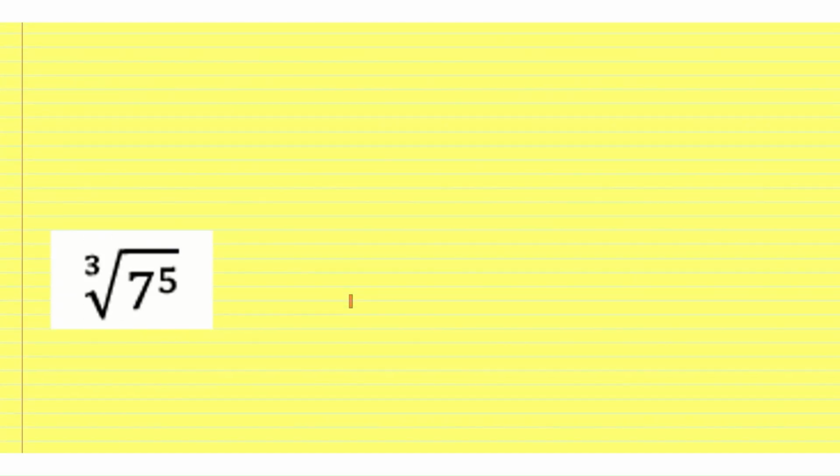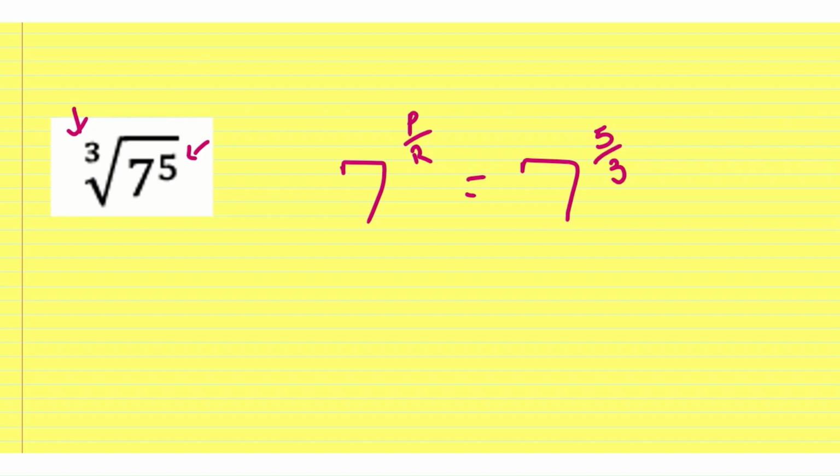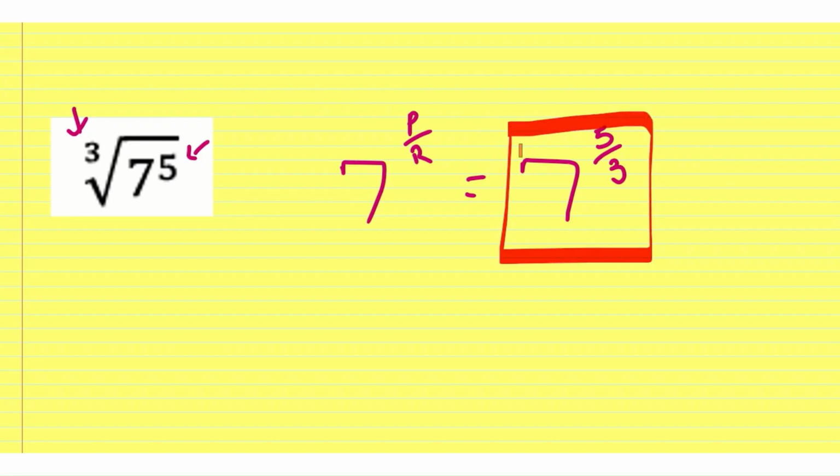Okay, let's go to the next one. Okay, so again, here's my root, here's my power, and so it's going to be 7 raised to a power over a root. So a power over a root. So that's going to be 7 raised to the power of 5 over the root of 3. And that's the final conversion.